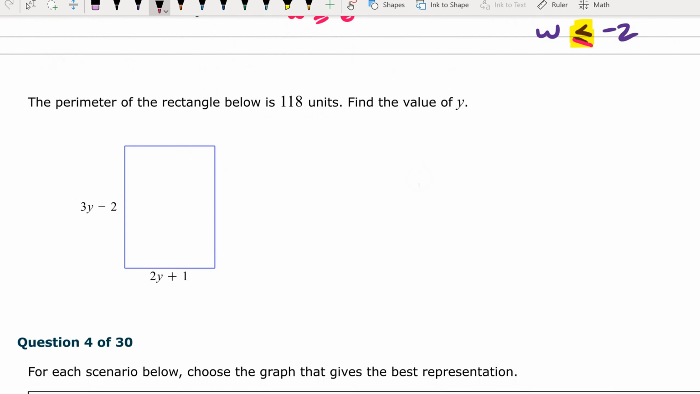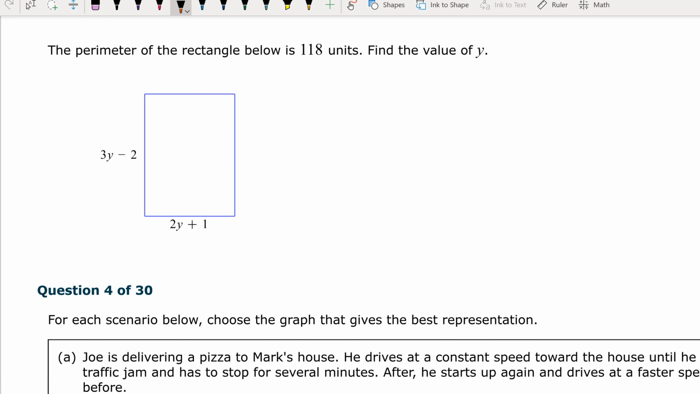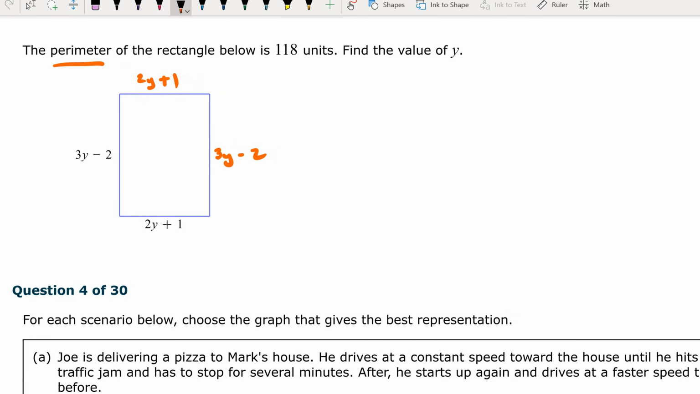Problem number 3. The perimeter of the rectangle below is 118 units. Find the value of y. So perimeter is the outside of a shape. Okay, so we have a rectangle. They give you the bottom is 2y plus 1, which means the top is also 2y plus 1. The side is 3y minus 2.